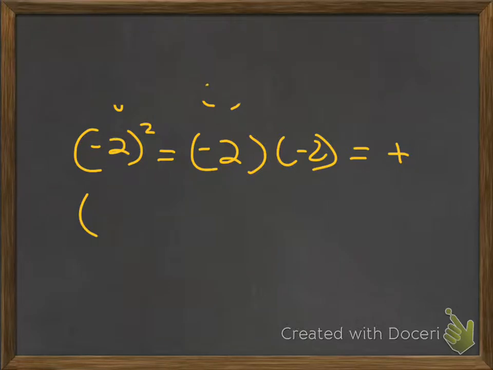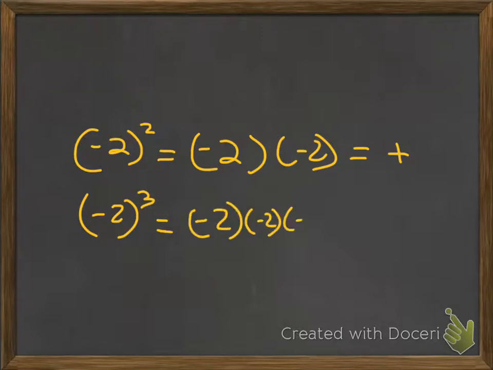So what if we did it cubed? So now negative 2 times negative 2 times negative 2. What kind of number am I going to get there? Let me get a negative or a positive answer. A negative, because this is going to turn into a positive, and then a positive times a negative is going to give us a negative. Now let's not worry about what number we're going to have. Let's just do a negative, okay?